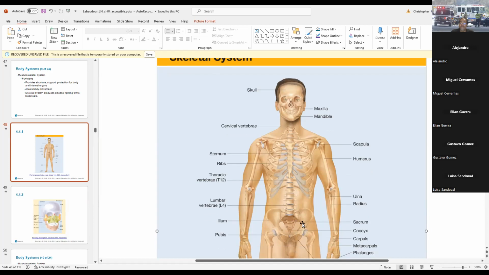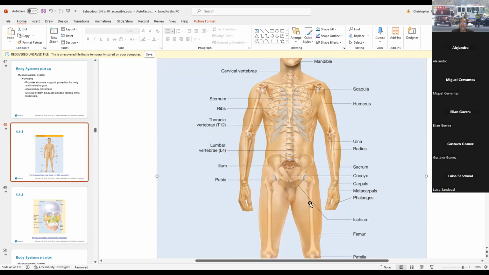Of course, you have your hips, which is your iliums, which I consider your elephant ears. Okay. Of course, you have your sacral bones and your coccygeal bones. The pelvic symphysis is the joining of the two elephant ears, which is your iliums.